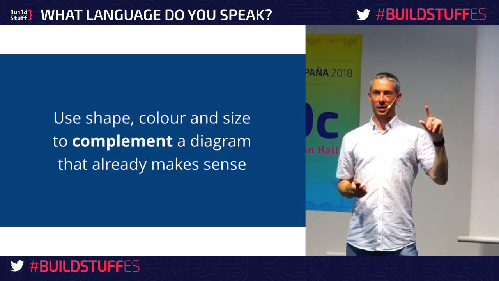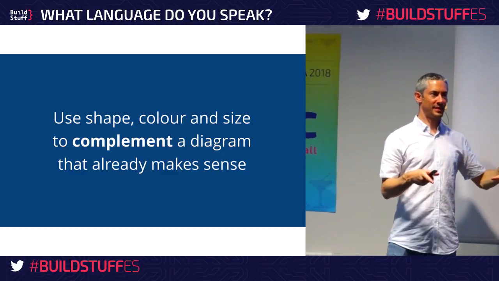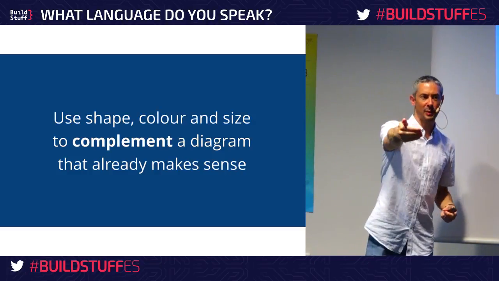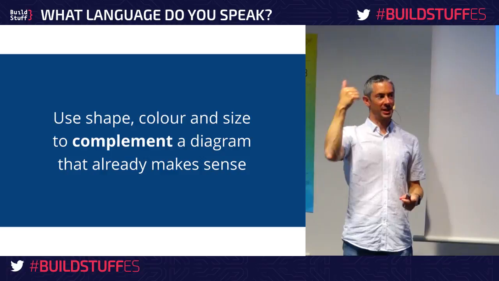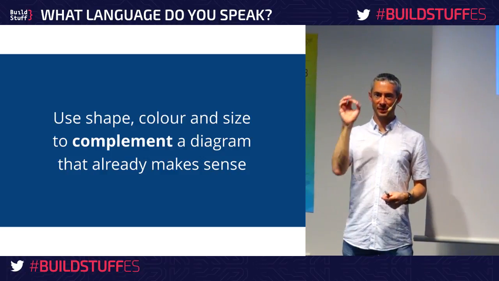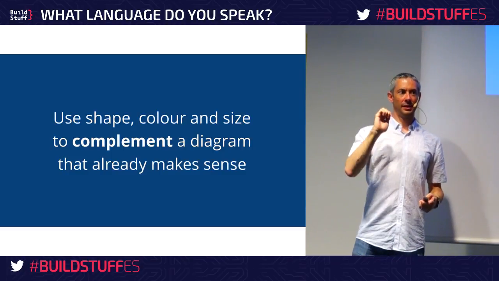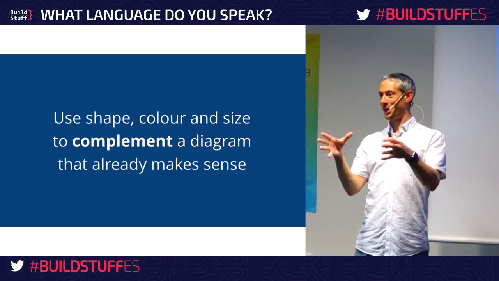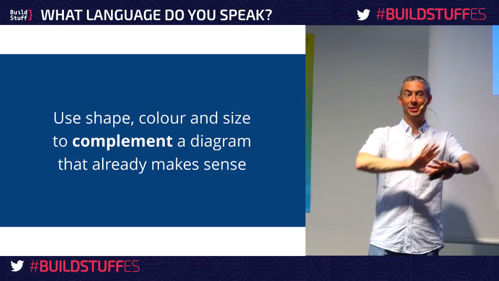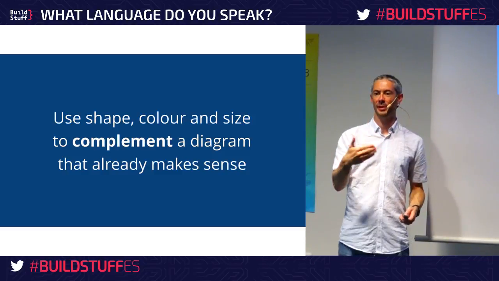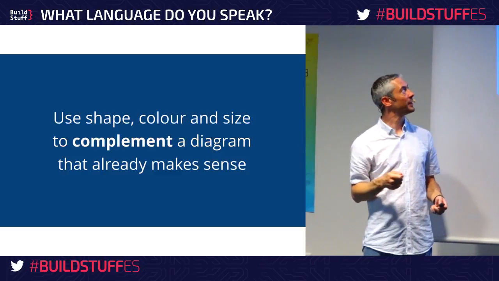What I'll try to do is use shape and color to complement a diagram that already makes sense. So if you look at a diagram and you take away all of the color and all of the shapes, the diagram should still make sense, because you've got the text in the boxes. And I'll add color and shapes to make the diagrams look prettier, more aesthetically pleasing, or just to add an additional layer of information on top. But fundamentally, I think that shape and color should complement a diagram that already makes sense on its own.